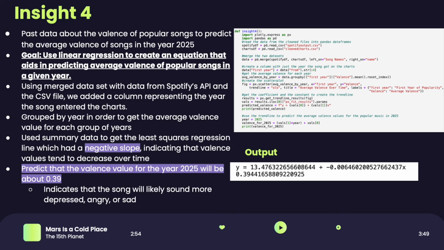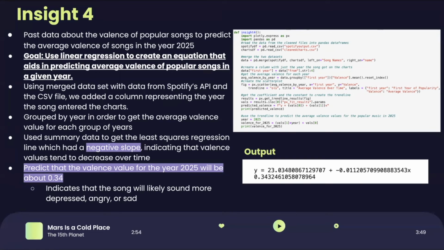Additionally, based on this line, we were able to make a prediction about the average valence of a song in 2025, which was about 0.39. Which is relatively sad and depressed because valence scores that are below 0.5 are closer to being more negative than more positive.